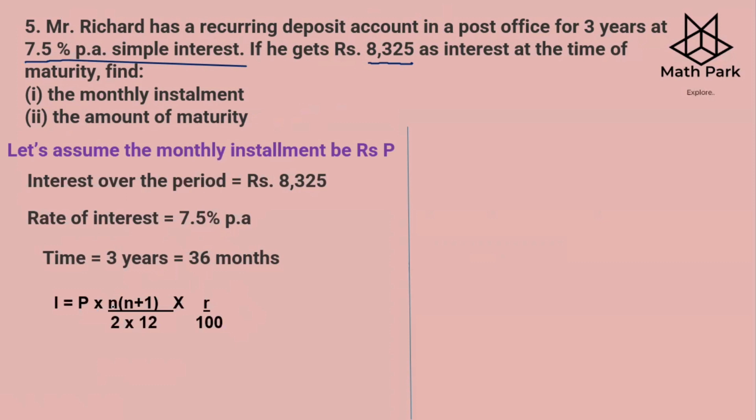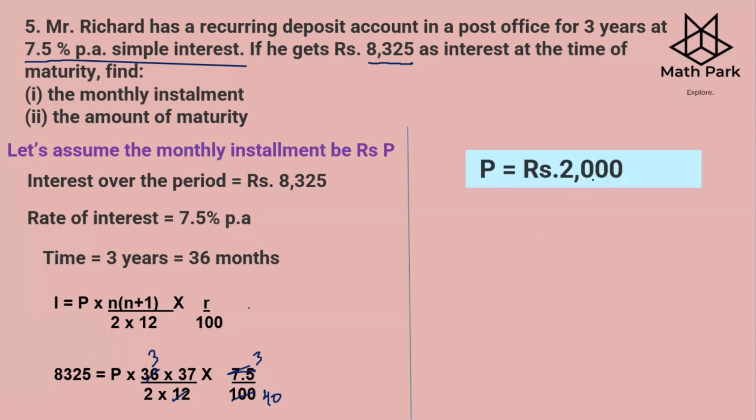Interest is P into n in bracket n plus 1 upon 2 times 12 into r by 100. Let us put the values, and interest is given to you as 8,325. So simplifying this, we get 12 3s and then 75 by 1000. So we get 25. If I divide by 25, 25 3s and 25 40s, we are going to get 3 by 40. And simplifying this further, keep P here, take all the things to the other side and simplify, you get principal as rupees 2,000.